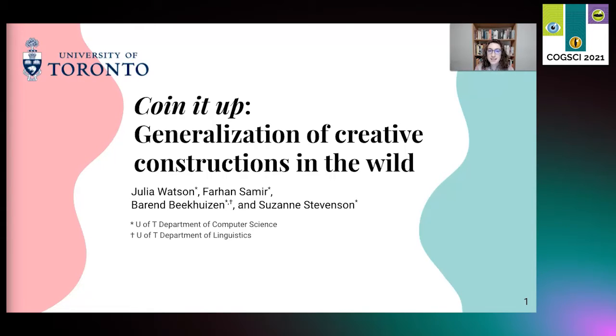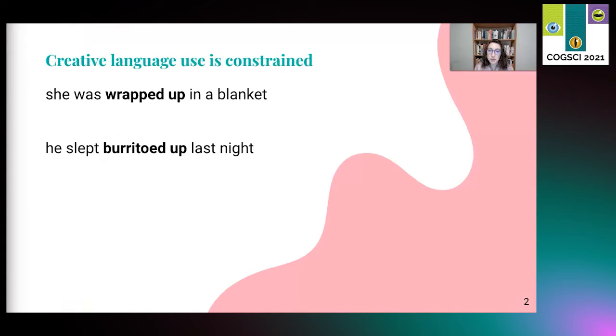Hi, I'm Julia Watson, and I'm going to be talking about generalization of creative constructions in the wild. Creativity is an important aspect of language that enables us to communicate new ideas and nuances of meaning.